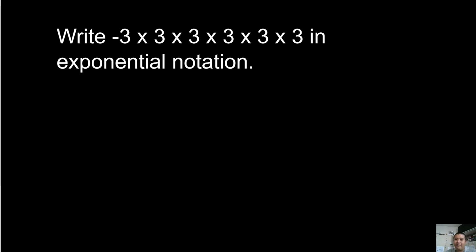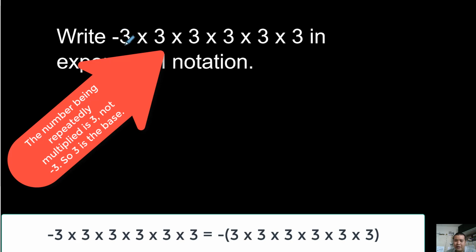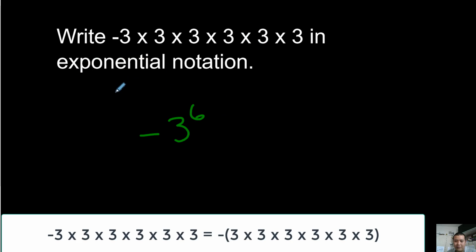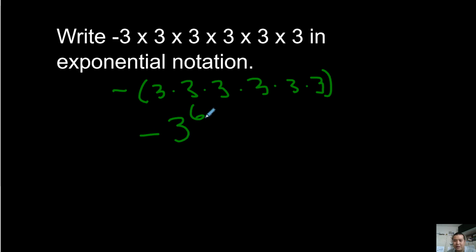Here we have negative 3 times 3 times 3 times 3 times 3 times 3. Okay, this is going to be a negative answer, right? So we're going to have the negative on the outside. So this is 1, 2, 3, 4, 5, 6. So we're going to have 3 to the 6th power. Notice how this is going to give us the exact same result as we talked about earlier. It's all going to be the same because it's still the same number of 3s being multiplied with a negative in front of it. That's why it's negative 3 to the 6th.